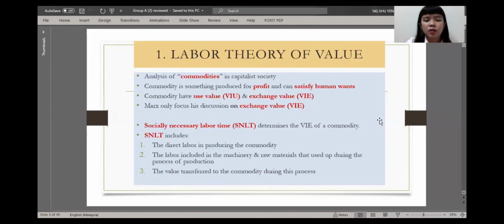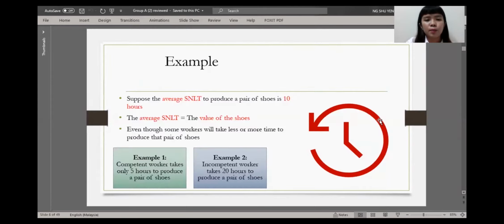The SNLT includes the direct labor, the labor included in the process of production, and the value transferred to the commodity during this process. For example, when the average socially necessary labor time to produce a pair of shoes is 10 hours, the value of the shoes is also 10 hours, no matter whether workers take less or more time, such as a competent worker taking only 5 hours, but an incompetent worker taking 20 hours.